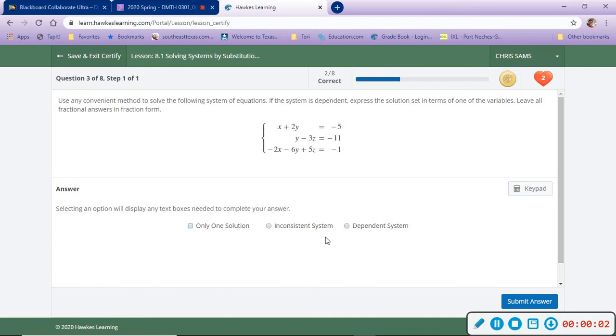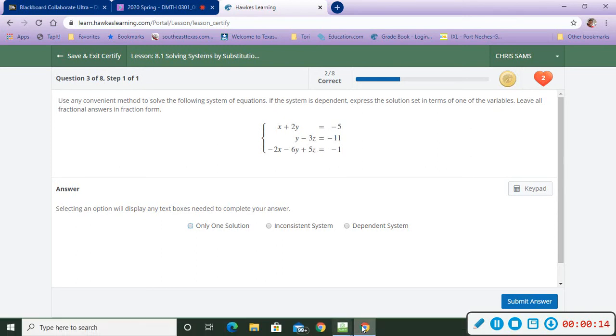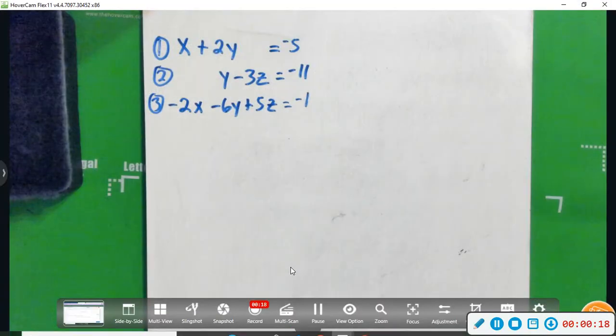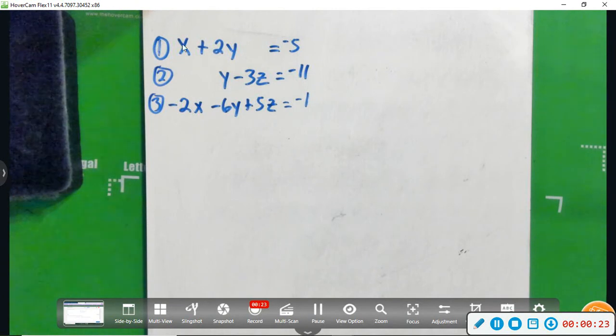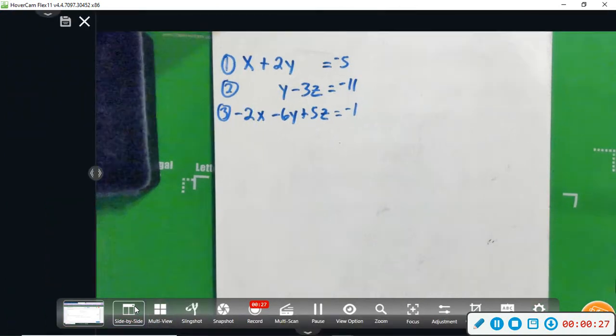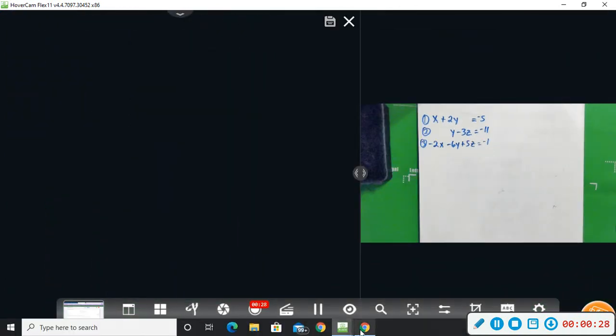Alright, so number 3, we have a system of 3 equations, and this is going to be a multi-step process, and I'm going to need a lot of room, so I'm going to use the full whiteboard. I'm just going to explain what we're doing as we go through it. So here are those equations written down. Let's just make sure we got everything correct, because that would be a problem if we didn't.